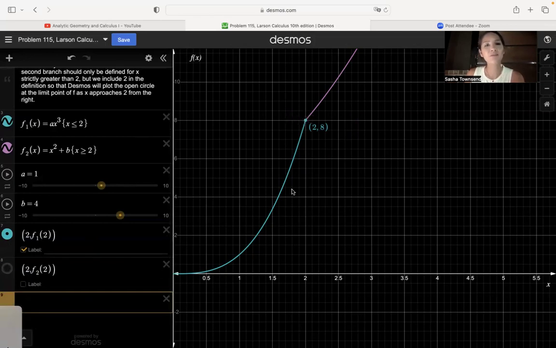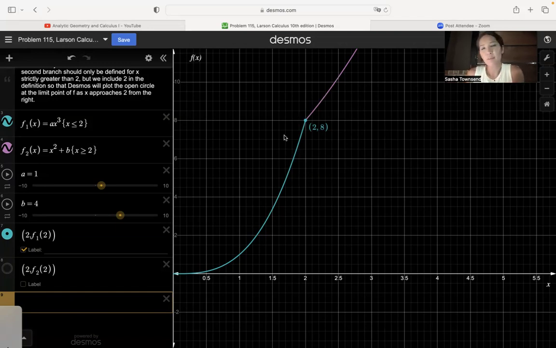But it's still not differentiable because it looks like the slope from the left-hand side and the slope from the right-hand side of x equals 2 is not what we need it to be. We want to choose our a value and our b value so that the slope of the function as x approaches 2 on the left is equal to the slope of the function as x approaches 2 on the right.